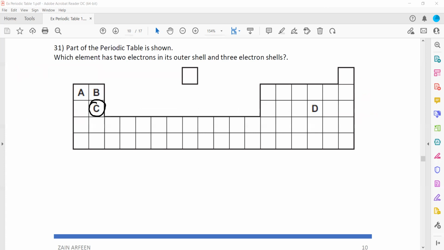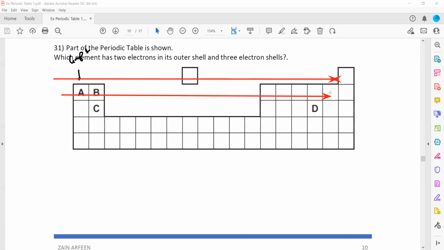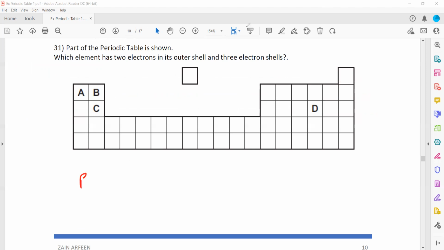So in a periodic table, we can identify the position. Like if I say, what is the group of A? So A belongs to group 1. And which period does it belong to? So this is period 1. So when we check the identification of A in terms of group and period, A belongs to group 1 and period 1.